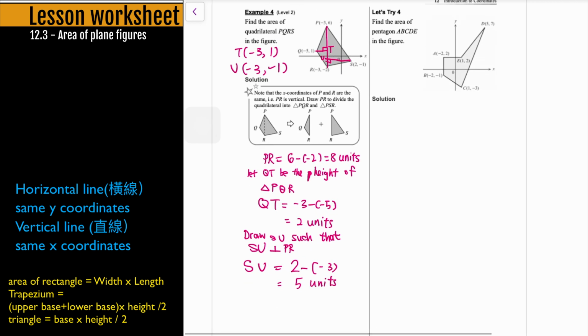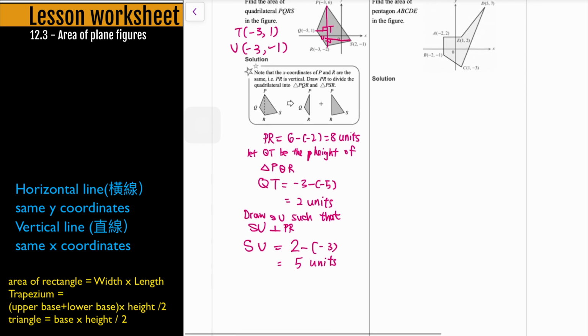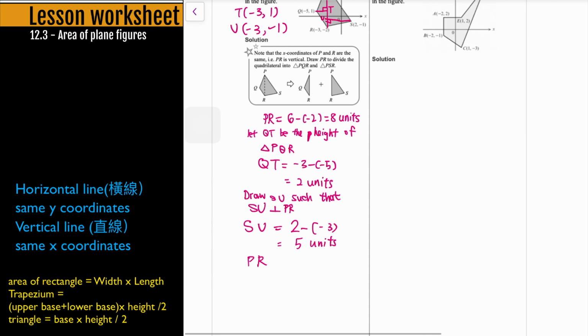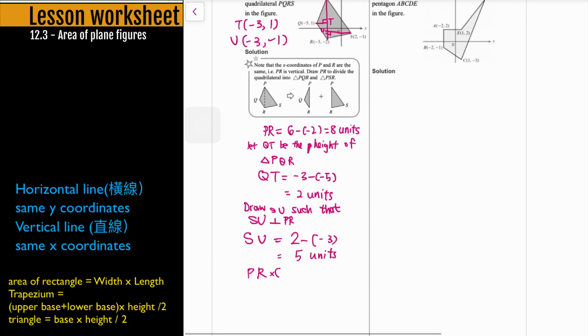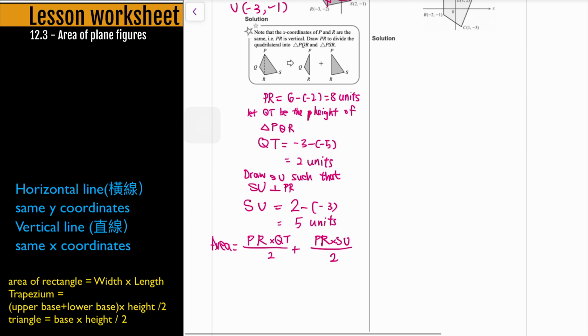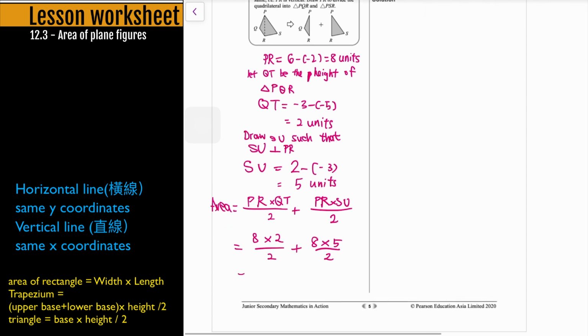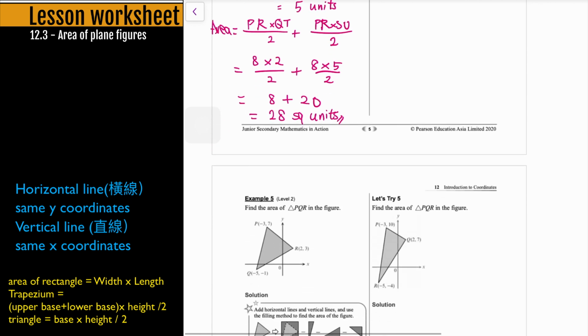We need to take PR as the base. So PR times the height QT over 2, and then plus another one. So here, the area equals 2 parts. Then another one, PR times SU divided by 2. So here we go: 8 times 2 divided by 2 plus 8 times 5 divided by 2. So we got 8 plus 20, and then we got 28 square units. And that will be example 4.